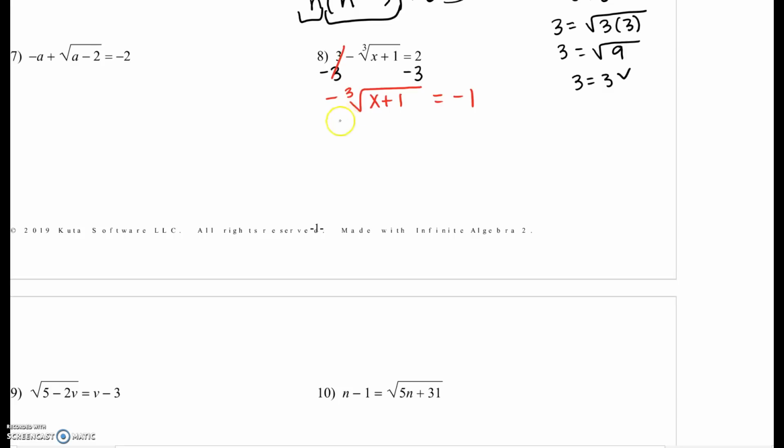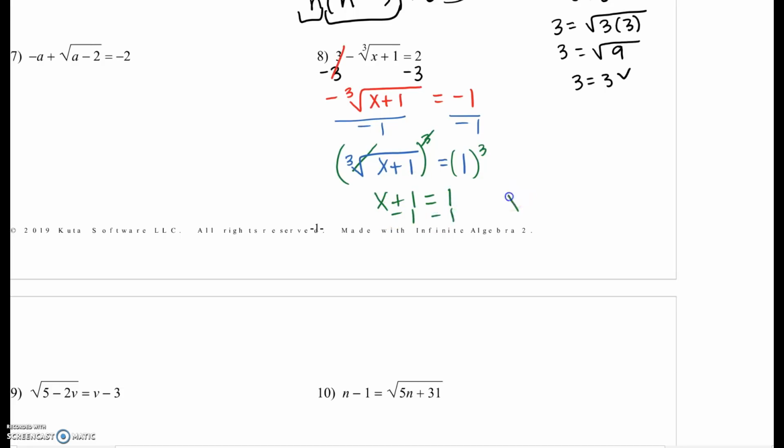Okay, I'm going to divide out by the negative, and I have the cubed root of x plus 1 equals 1. Now I'm going to cube both sides to get rid of that cubed root. And I have x plus 1 equals 1. I subtract the 1, and I have x equals 0.